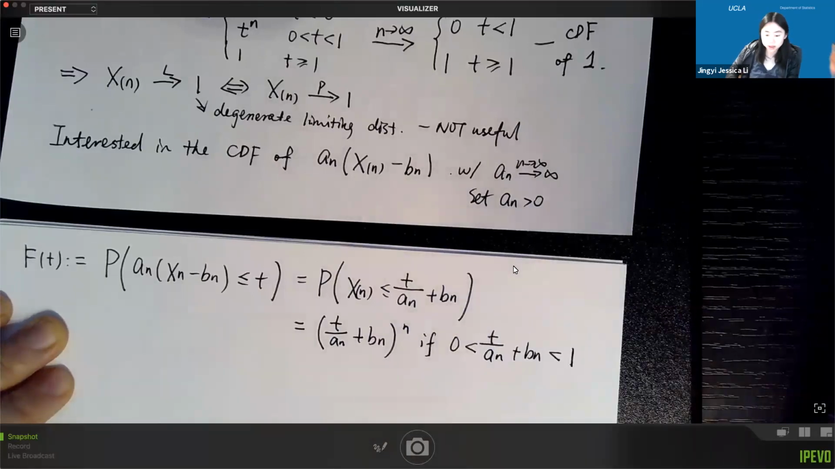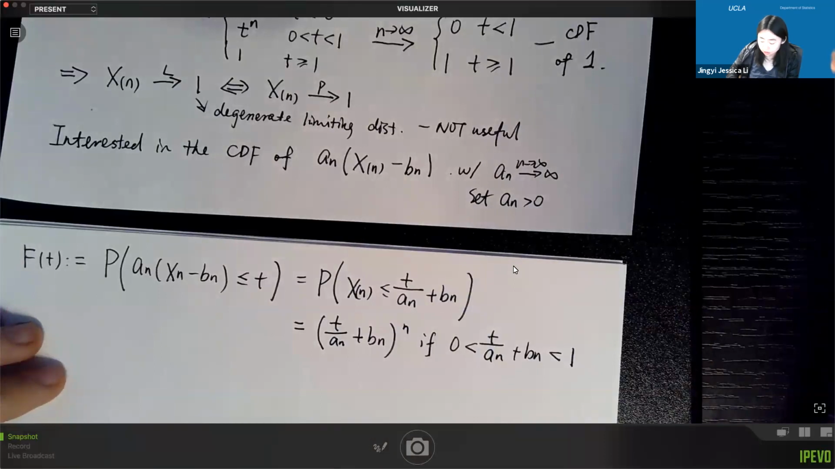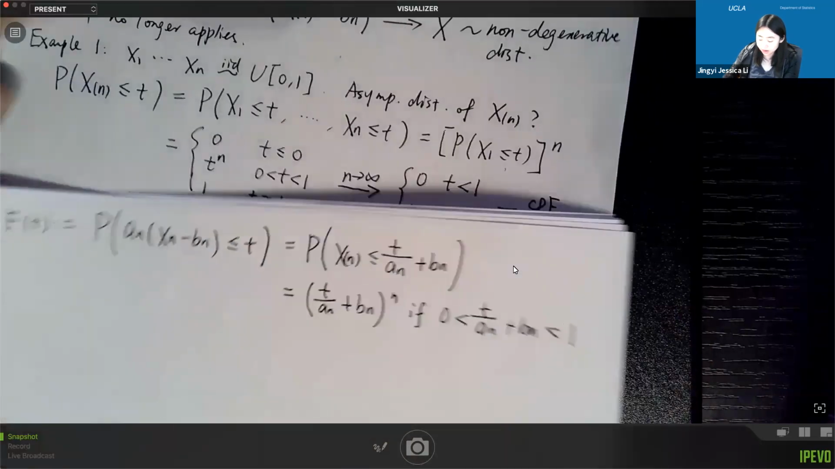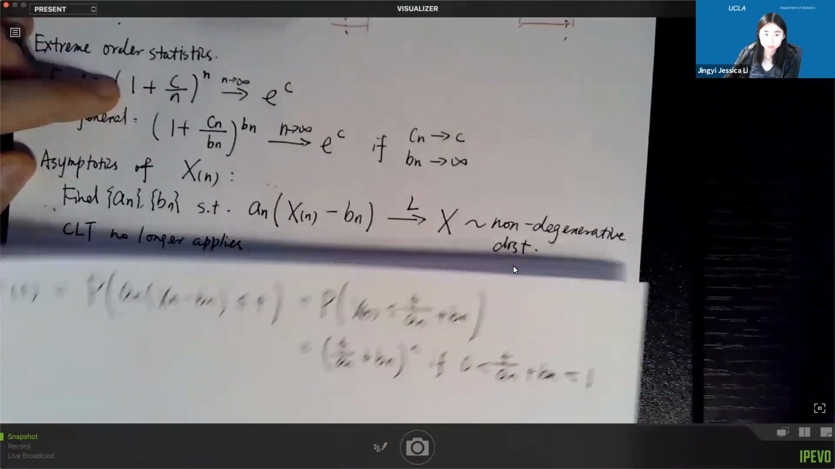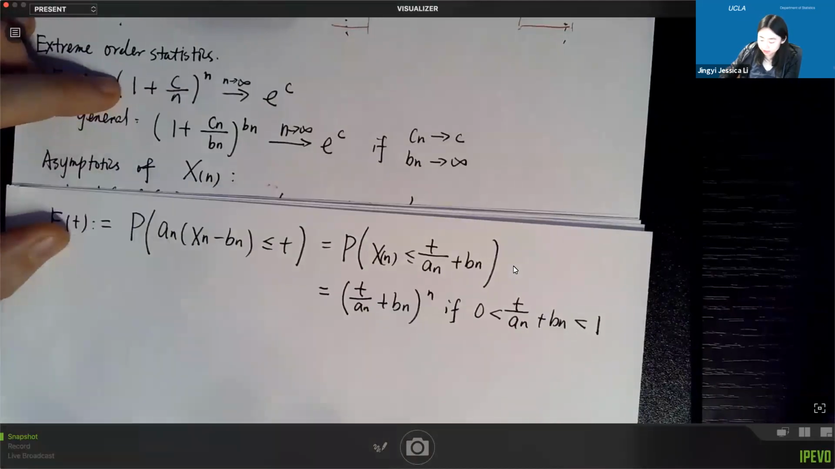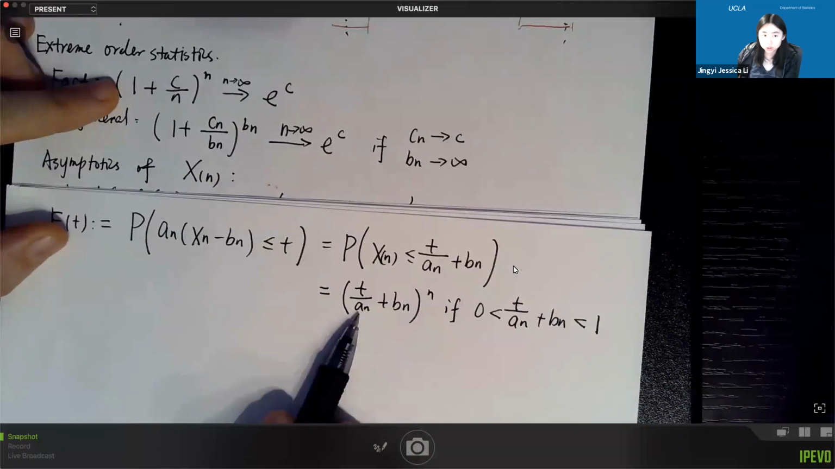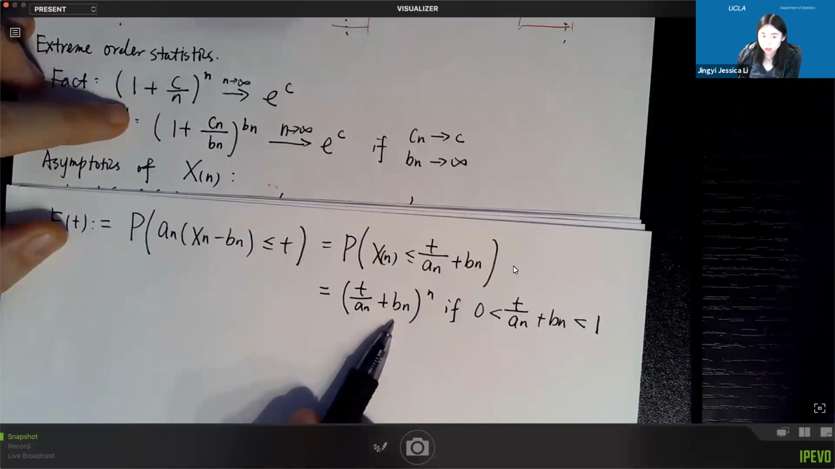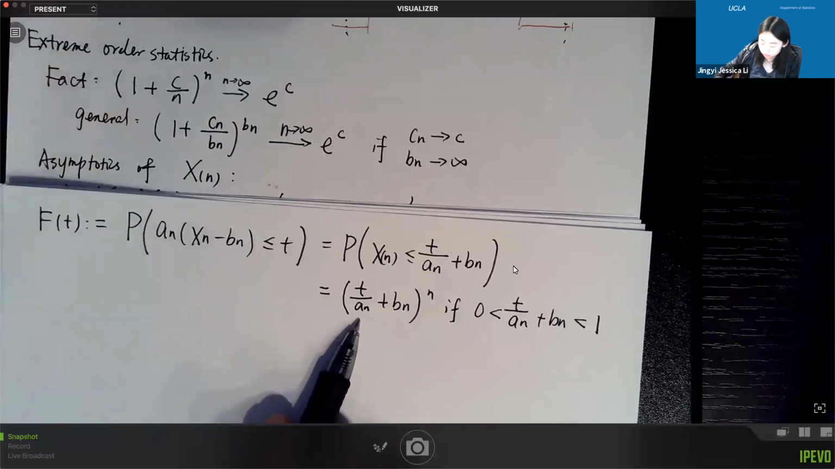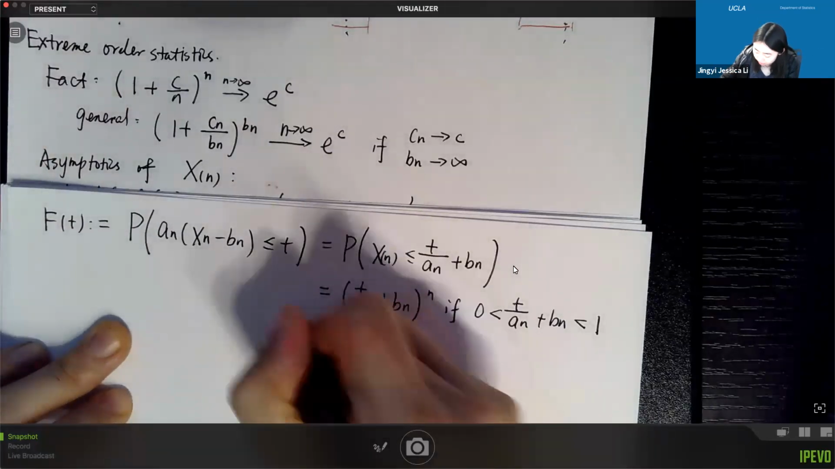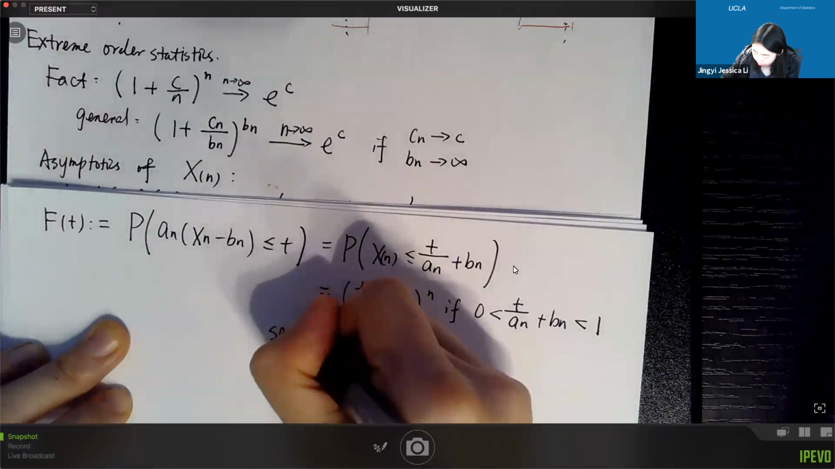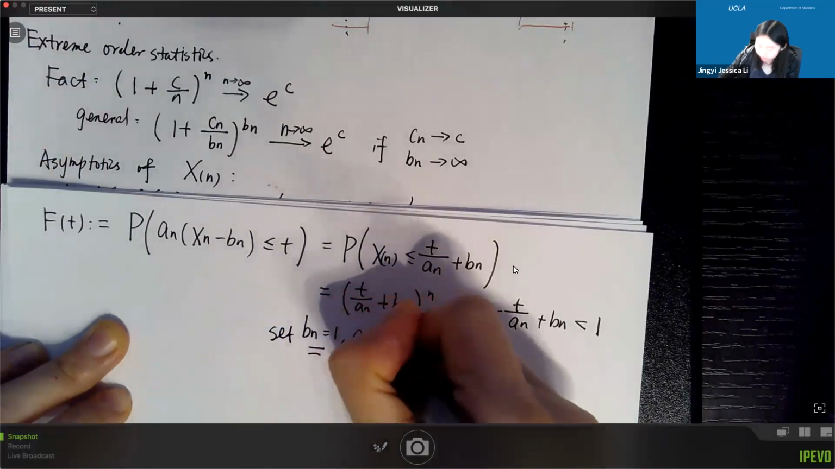If we have that, then we have this. Okay, and we are actually very, very close. You see, this is the mathematical fact we are going to make use of. So given that, and as I said, An is our choice, Bn is our choice, then why not set Bn equal to 1, An equal to n? We're done.